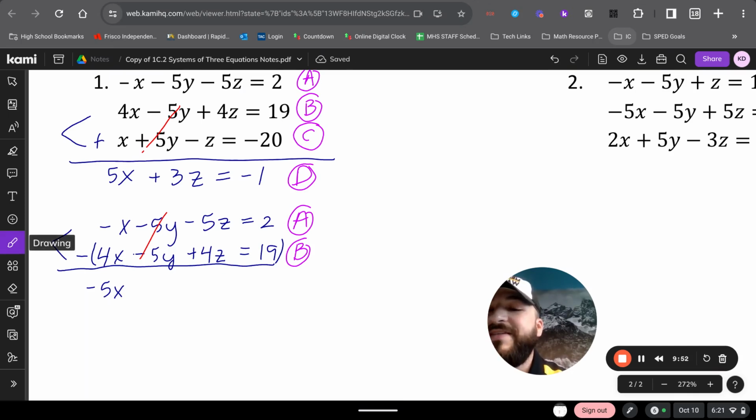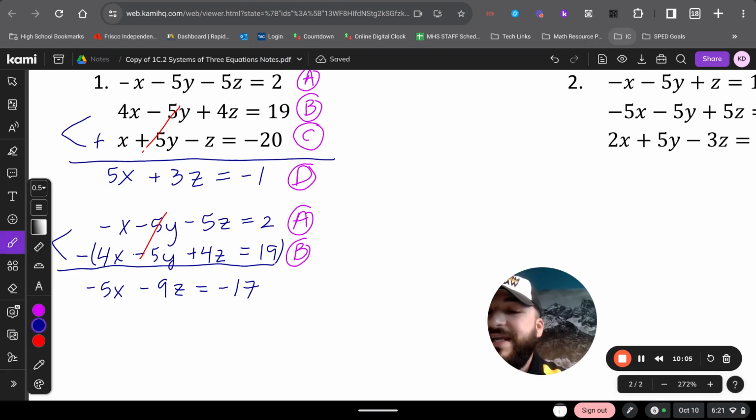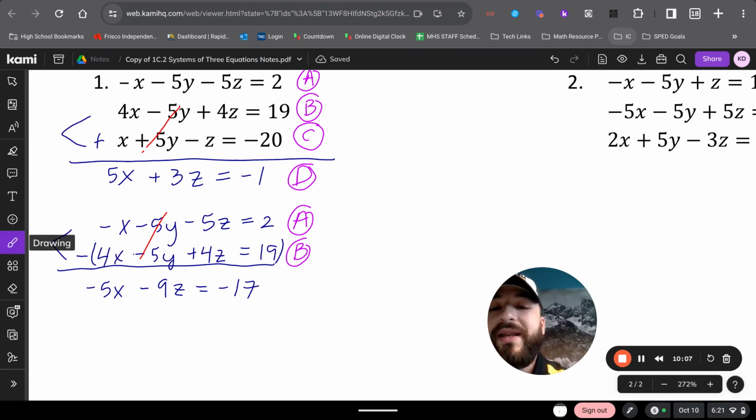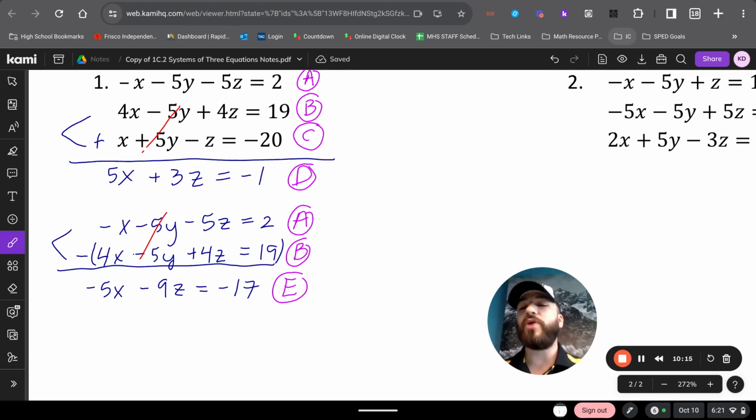And then negative 5z minus 4z would give me negative 9z. And then 2 minus 19 would give me negative 17. In this new equation, we're going to go ahead and label equation E. Okay, so if I did my job, my new equations D and E should both only involve the same two variables. So 5x plus 3z equals negative 1, and negative 5x minus 9z equals negative 17. So same two variables and only those two variables.